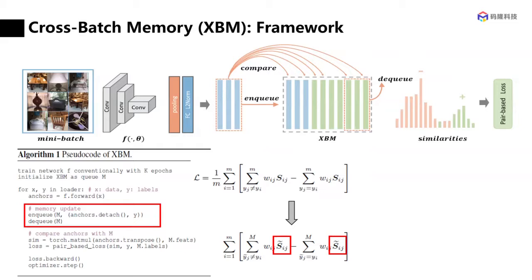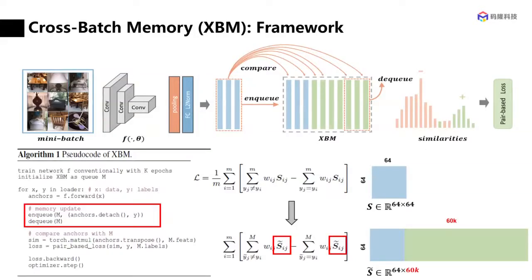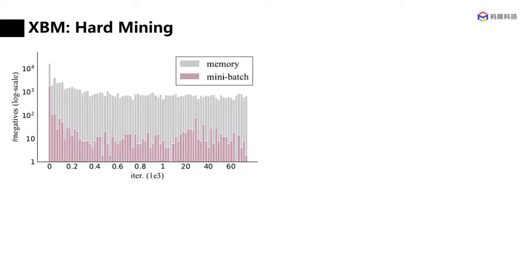As shown in this equation, to calculate the memory-augmented pair-based loss, we simply compute a cross-memory similarity matrix S between the instances of the current mini-batch and the memory bank. This allows us to collect hard negatives over the whole memory bank, which is possible to cover the whole training set. For example, when we train a pair-based loss with a batch size of 64, we can only collect hard negative pairs from a small 64 times 64 pairs. But with the memory bank, we can easily enlarge the search space to 64 times 60,000 pairs, which is about 1,000 times larger.